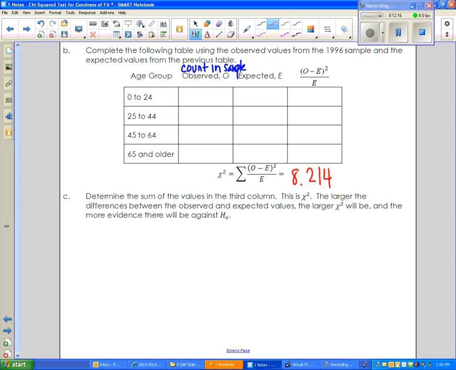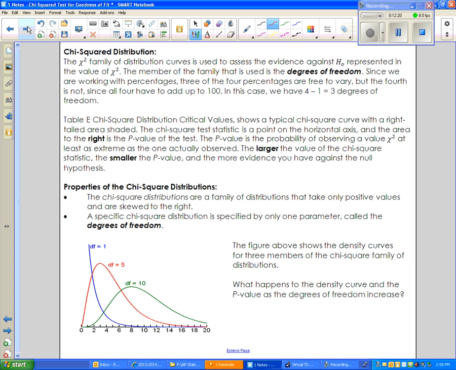Now, we're going to talk about degrees of freedom in just a second, actually. Let's go ahead and jump to the next page. So let's talk about the chi-squared distribution. It's basically a family of curves that are used to assess the evidence against the null hypothesis, represented by the value of chi-squared. The member of the family that's used is called the degrees of freedom. So we've seen degrees of freedom before. This is the only parameter for my function.